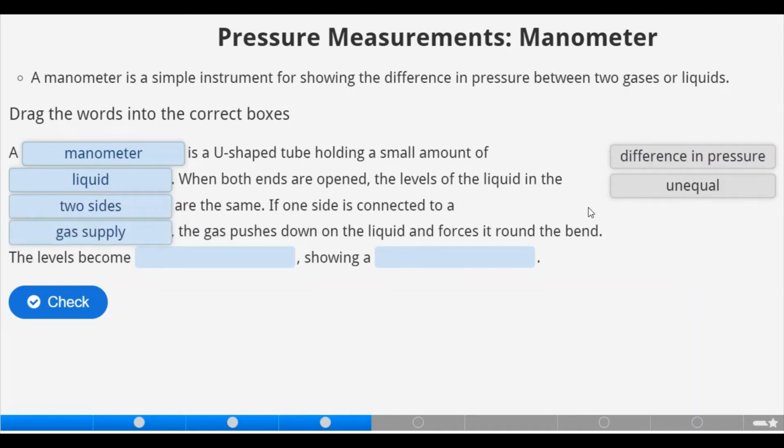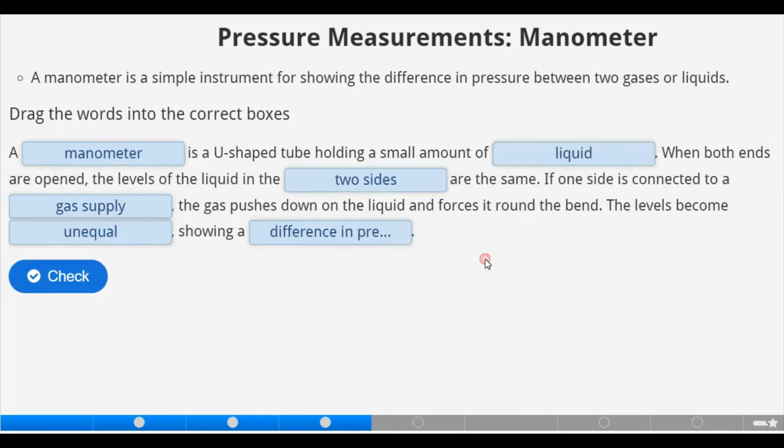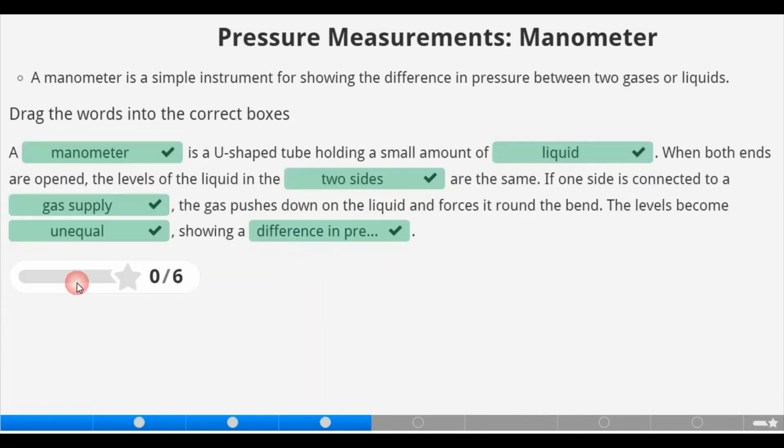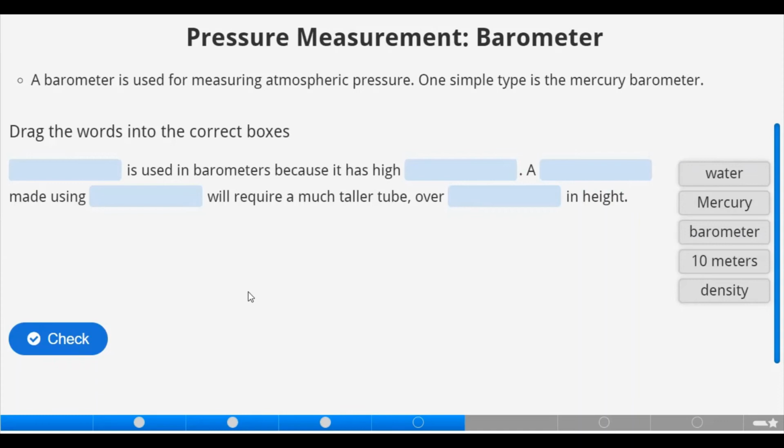The level becomes unequal, showing a difference in pressure. So let's check. Correct. Let's move on. Now, for barometer, a barometer is used for measuring atmospheric pressure. One simple type is the mercury barometer.